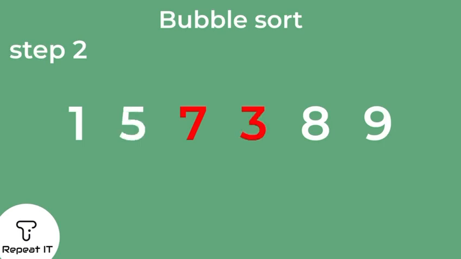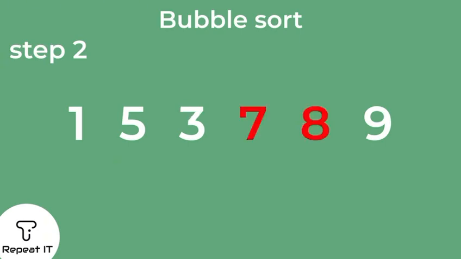Next comparison is 7 and 3. Here 7 is greater, so their order should be changed. Next, we should compare 7 and 8. 7 is lower, so they should stay in their spaces. And next situation is the same, so 8 and 9 should stay on their own spaces.